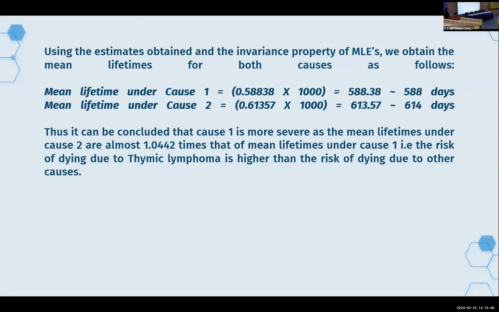Based on our analysis and the results obtained, and using the invariance property of the maximum likelihood estimates, we obtain the mean lifetime under both causes of failure. And we can conclude here that the risk of dying due to cause one, which was thymic lymphoma, is higher than the risk of dying due to any other causes.